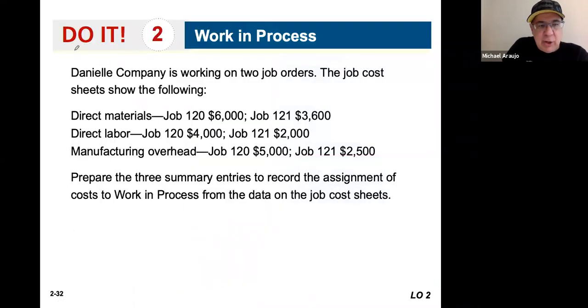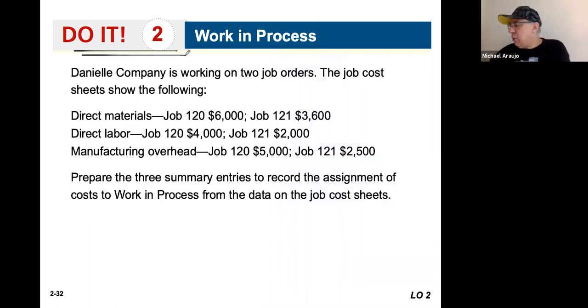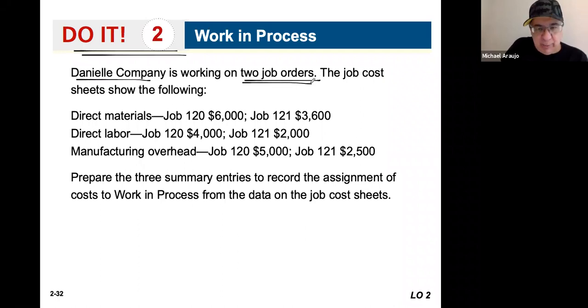All right, so now we are in a review, the Do It 2 review. For those of you that have your book, it's on page 57. For those of you that don't have your book, it's okay. It's right here on the slide, and you'll be able to see it again in the reading. So here is a company, Danielle Company, and they're working on 2 job orders. There's job 120 and job 121 listed for direct materials, direct labor, and manufacturing overhead.